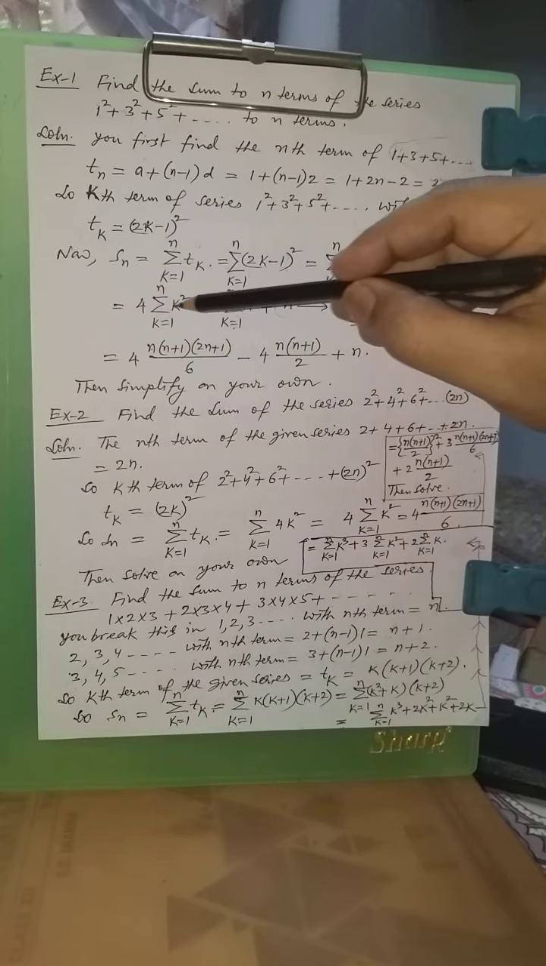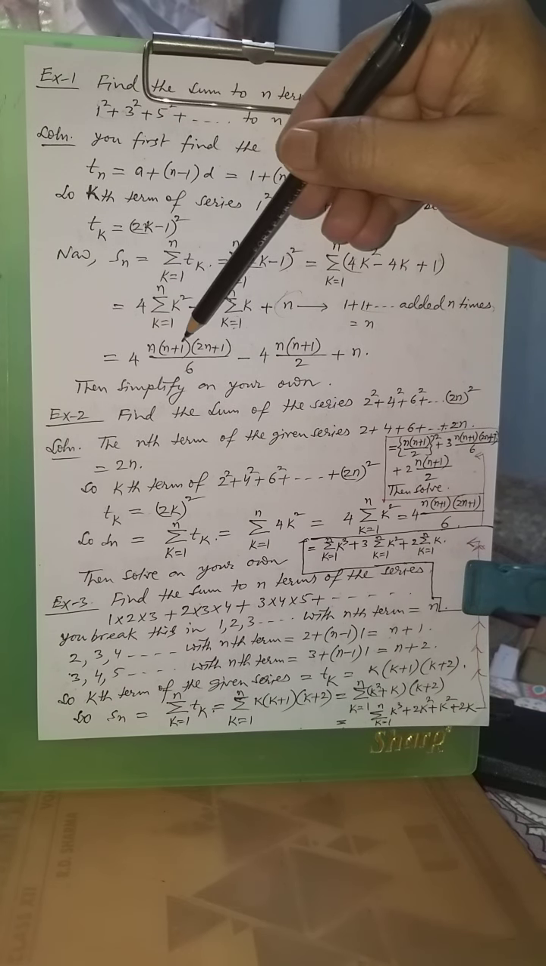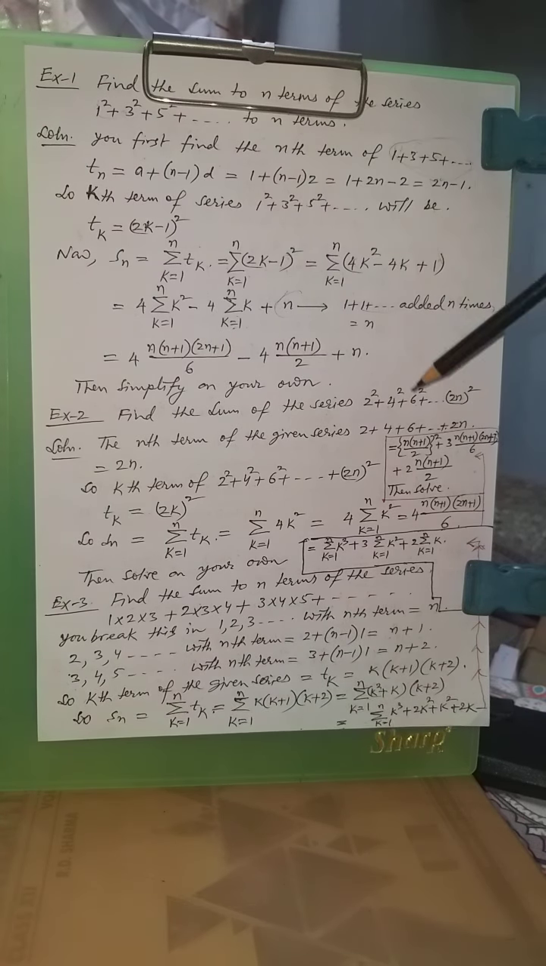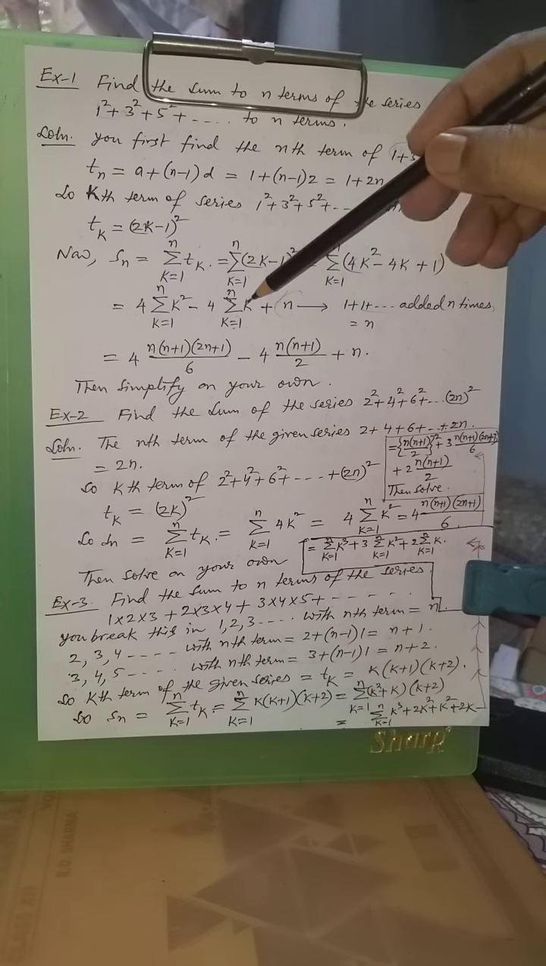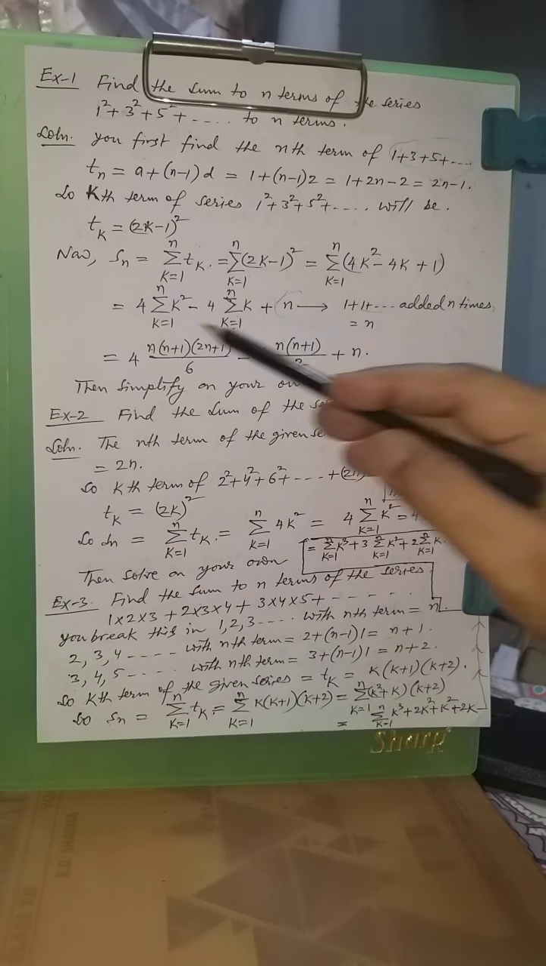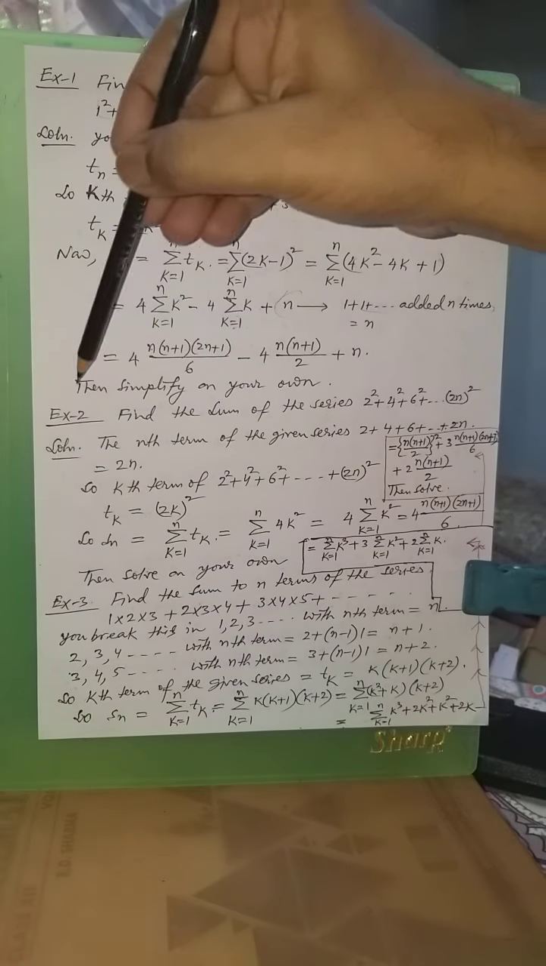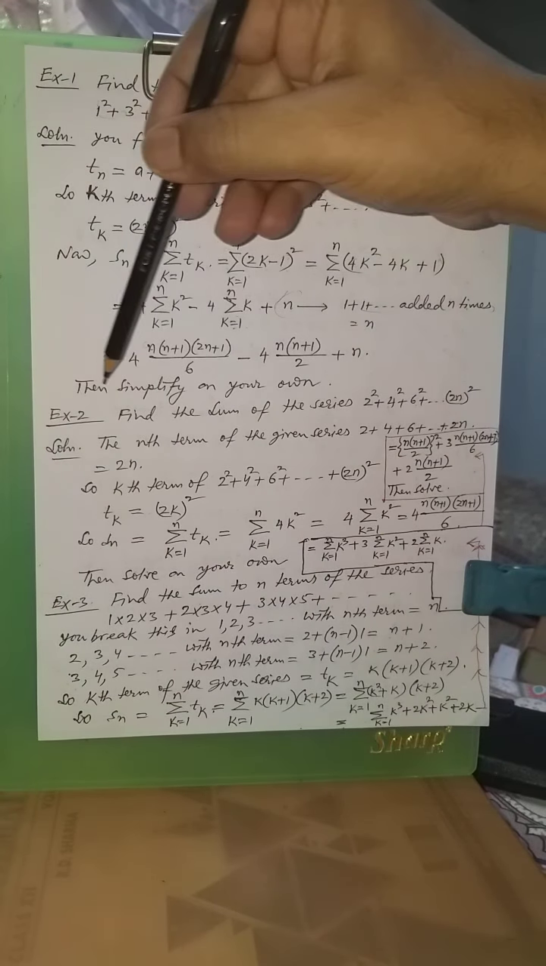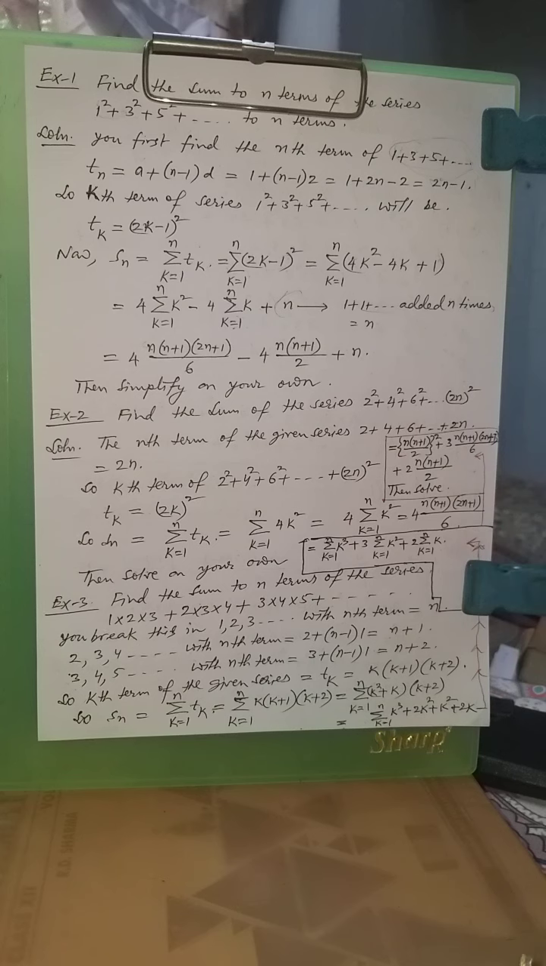Now this sigma k square is nothing but n plus 1 into 2n plus 1 by 6. This sigma k is nothing but n plus 1 divided by 2, times n. This I have already discussed. After this the calculation is simple, so you simplify it on your own.